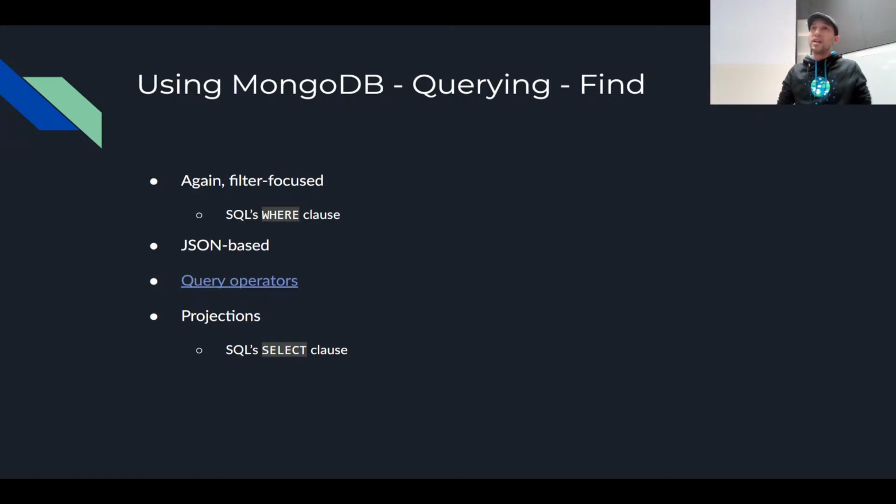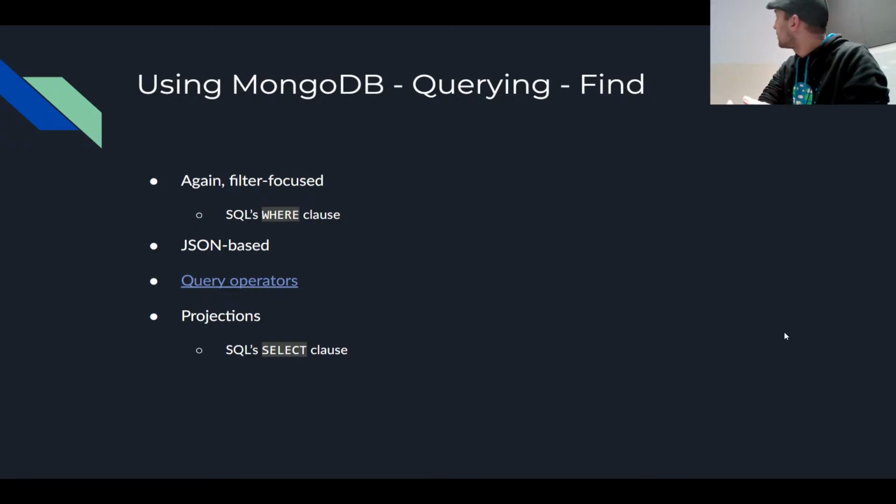Also, it is JSON based. When you define your filters, it's just JSON. So if you want to find a document where name is Beege, you do curly bracket, name, colon, quote, Beege, end quote, close curly bracket. That's your find filter. Very simple, very easy to understand.